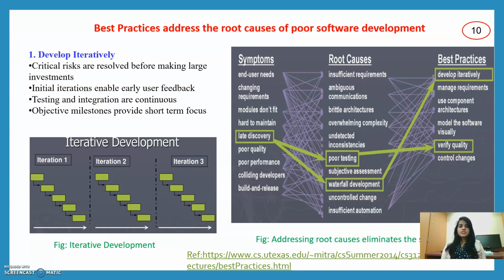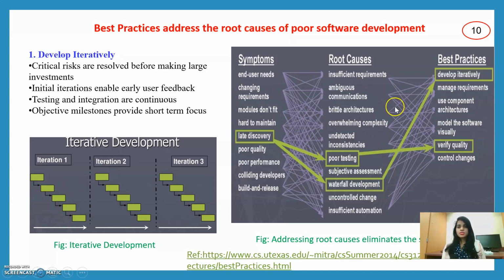In this, the critical tasks are resolved before making large investment. Initial iterations enable early user feedback, and testing and integration are continuous. Objective milestones provide short-term focus. If we see here, we have different iterations, iteration 1, 2, 3. We go through every phase, and if there is any fault in the system, we go back and develop the system iteratively.